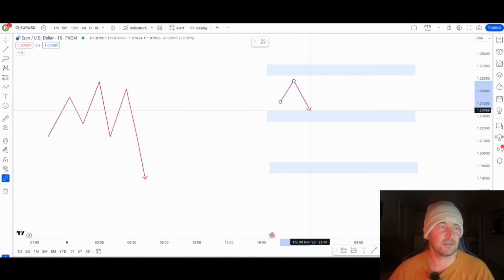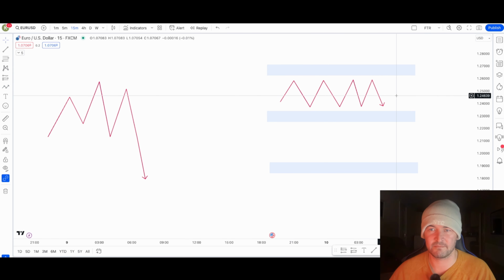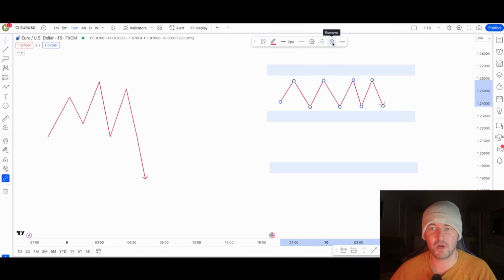This area here is called the range. Don't trade it. All right, don't trade it. You will get chopped up. There's a lot of counter trend trades. There's a lot of uncertainty. Just try not to trade it.